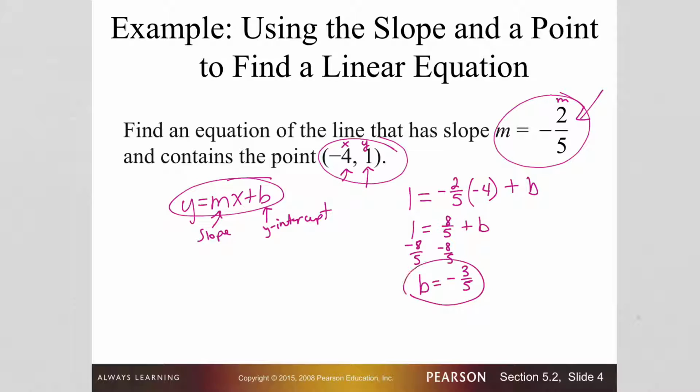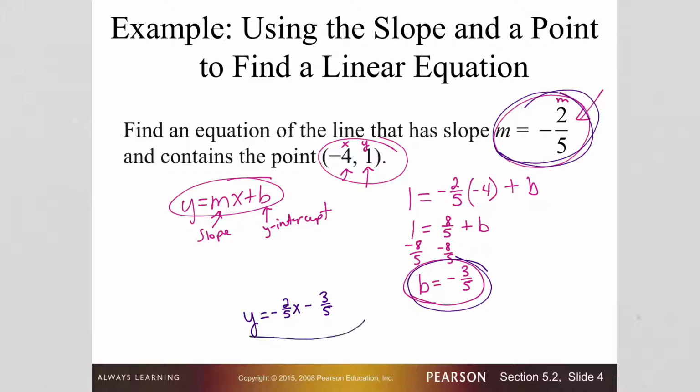Now, I only need this piece of information and this piece of information in order to write the equation of the line. So I've got y is equal to, my m comes first, don't forget your x, minus 3/5. There we go. There's our equation of the line.